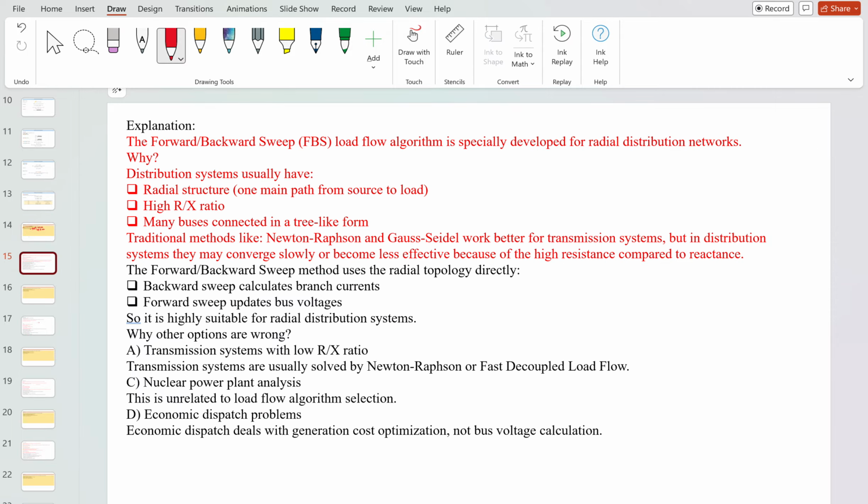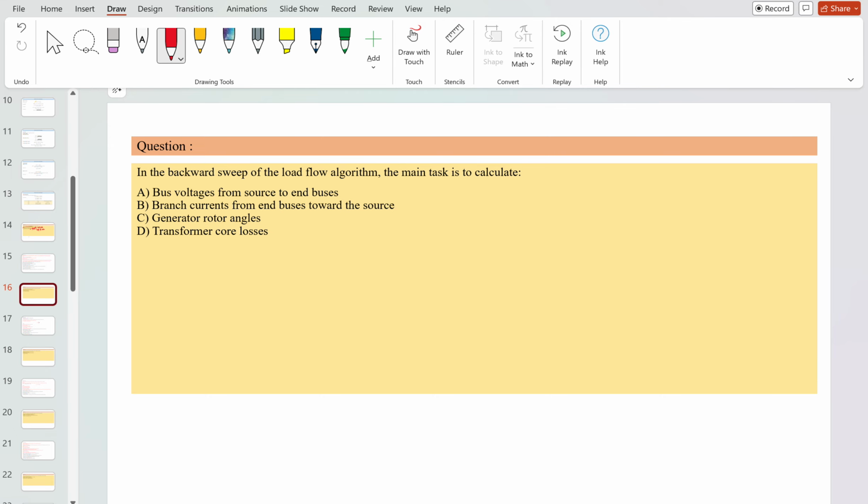Here I have given some description out of that. When I upload the slide, you can read it out. Let's move forward, try to solve this. Okay, option B.